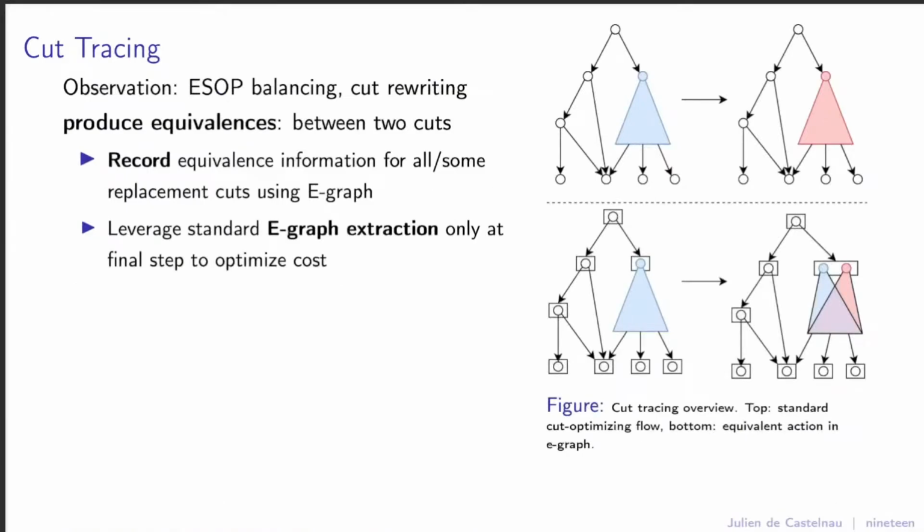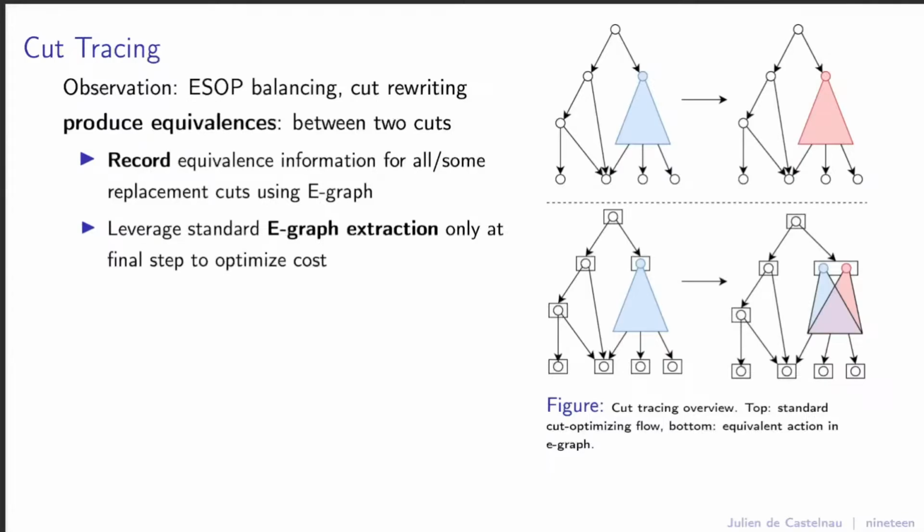We observe that the classical optimization algorithms like ESOP balancing and cut rewriting already work on the principle of peephole optimization through rewriting parts of the graph, only that the rewrites are dynamic in some sense, so we can't just directly put them into equality saturation. But we can record the equivalence between a cut candidate and its replaced root in the EGRAPH. The diagram at the right sort of shows this process.